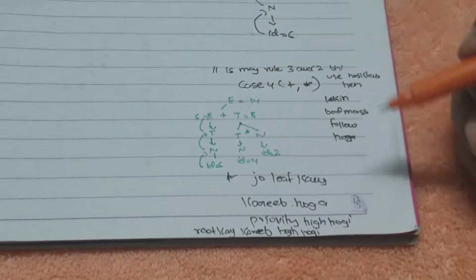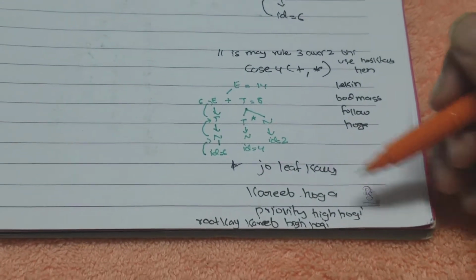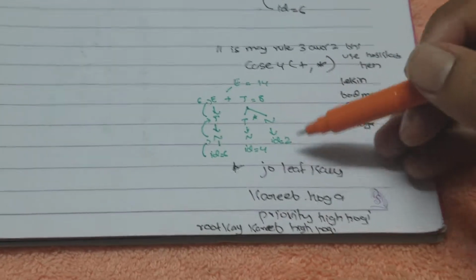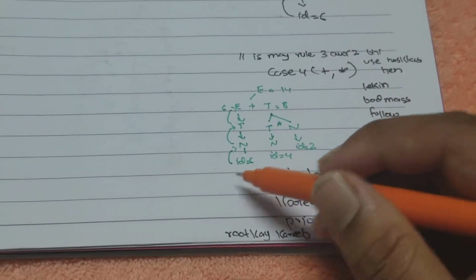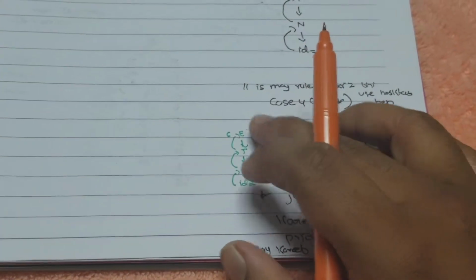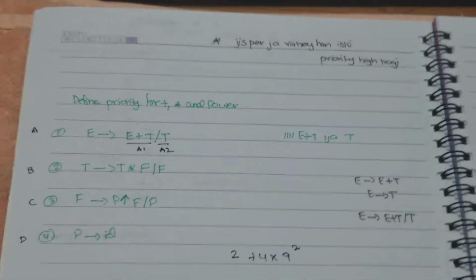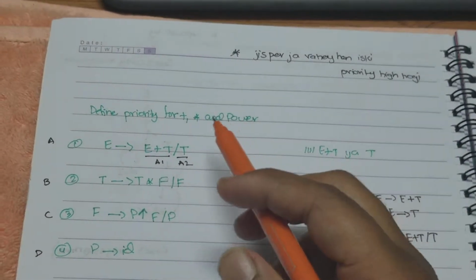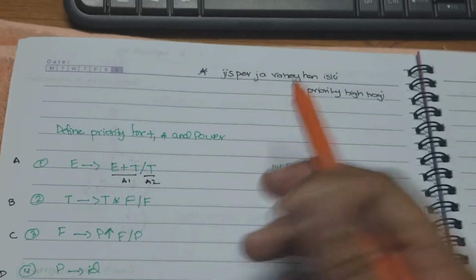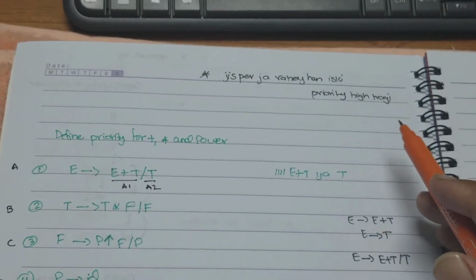The one that is close to the leaf will have the higher priority. The one that is close to the leaf has the higher priority of that operation in the compiler. The one that is close to the root has lower priority. Over here we have the defined priority for plus, multiplication and power.